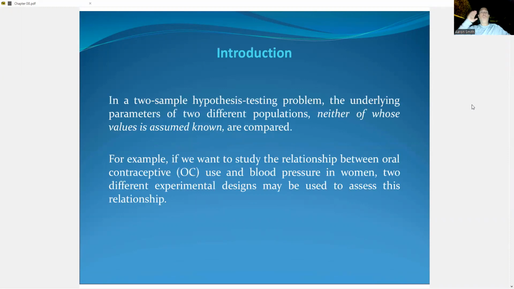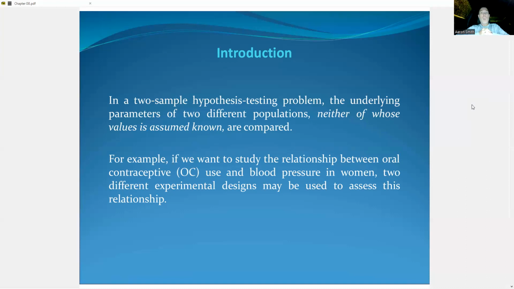All right, so two sample hypothesis testing is where we want to understand if these two different samples have the same parameters in terms of either central tendency or in variance, data spread.